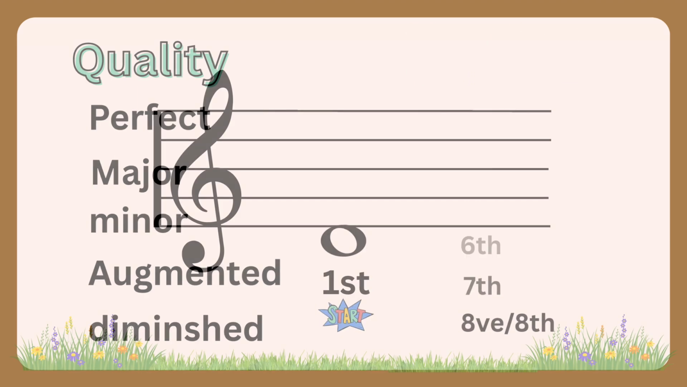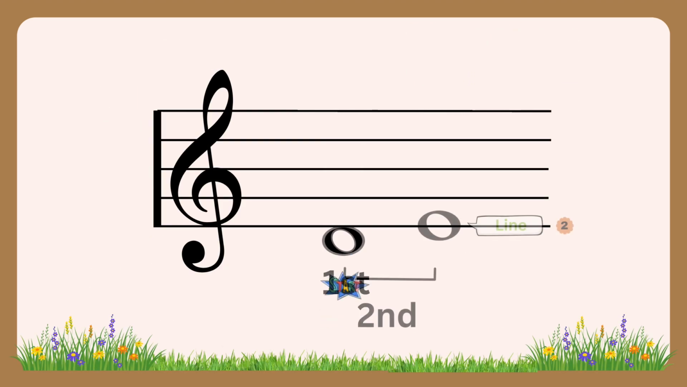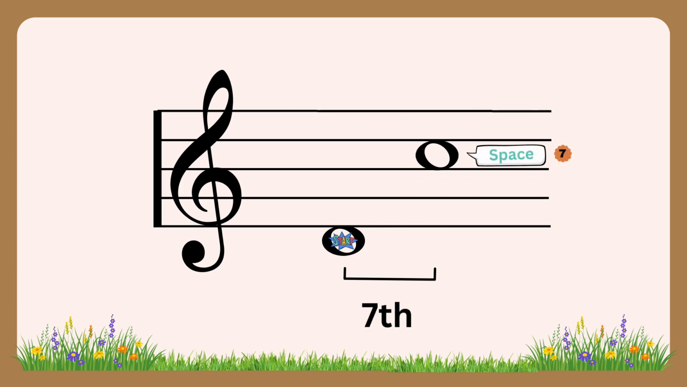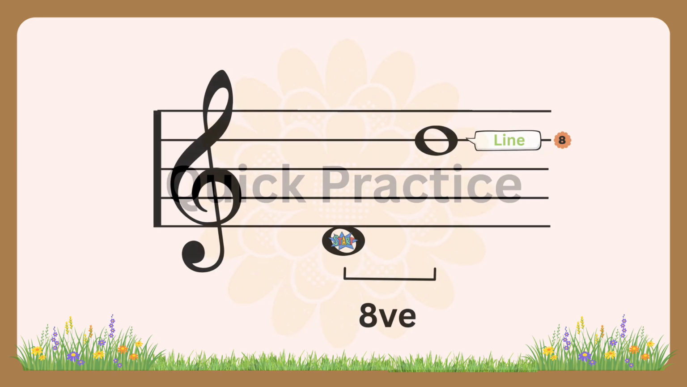Here's how to figure out the number of an interval. 1. Start counting from the first note. 2. Count every line and space, including the starting note, until you reach the second note.